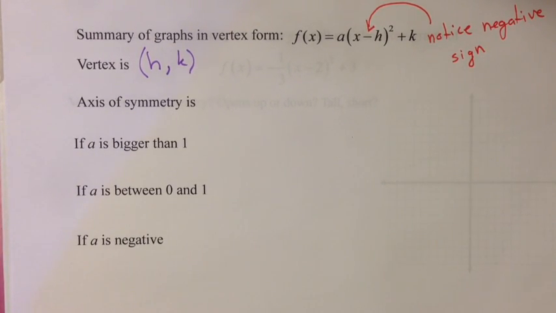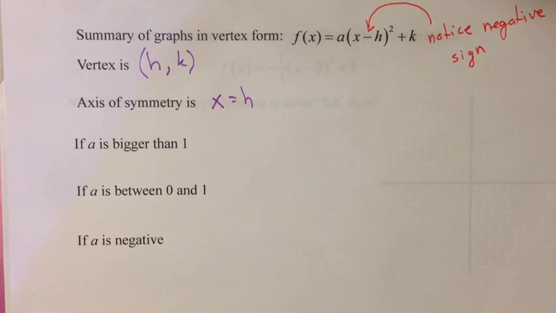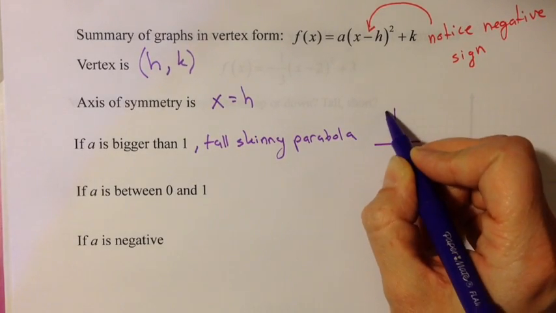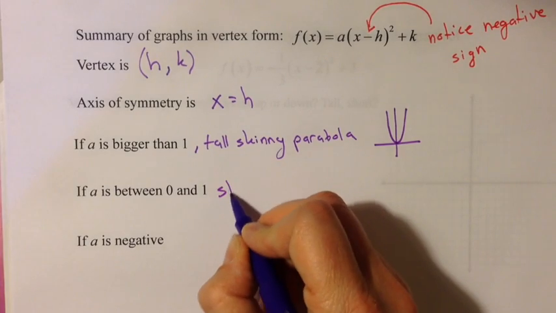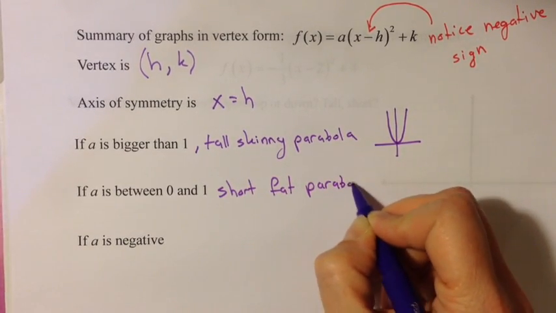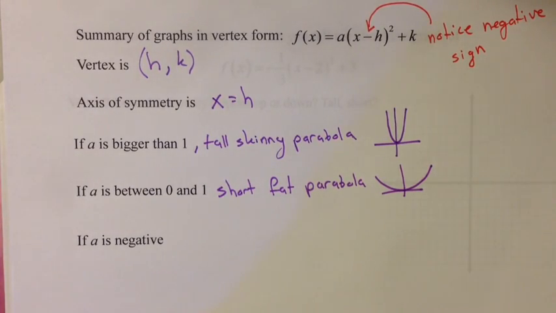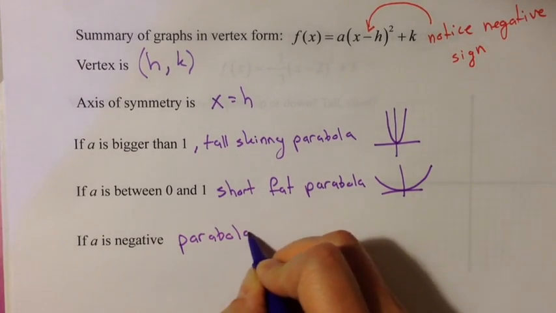Then the axis of symmetry always goes through the x-coordinate of the vertex. So the axis of symmetry is x equals h, whatever that happens to be. If a is bigger than 1, then you'll have a tall, skinny parabola. But if a is between 0 and 1, you'll have a short, fat parabola. And finally, if a is negative, the parabola will open downwards instead of upwards.